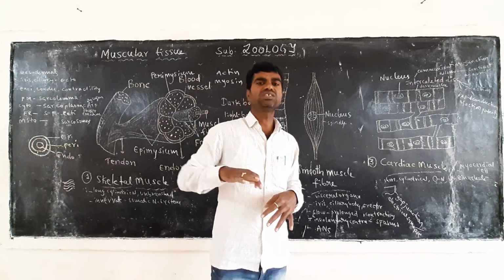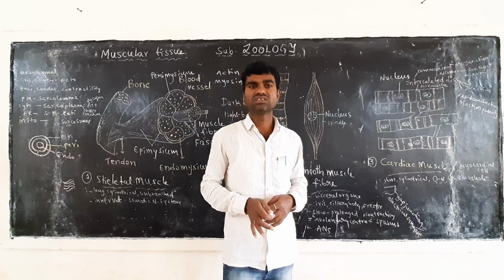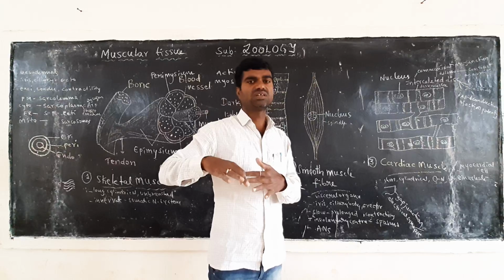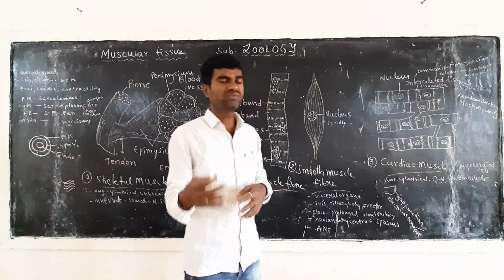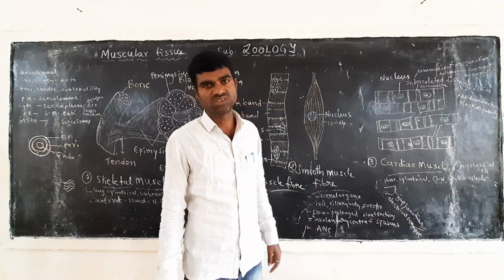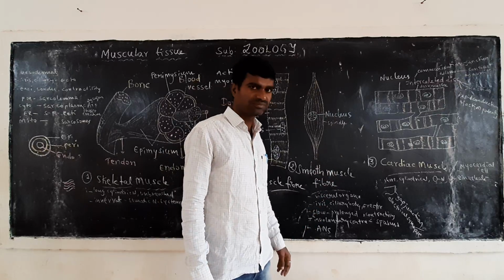If there is a regular arrangement of actin and myosin filaments, it is called skeletal muscle. Irregular shape, light and dark bands, okay, and our actin and myosin filaments, we are calling smooth muscles, okay. So this is about the smooth muscles.